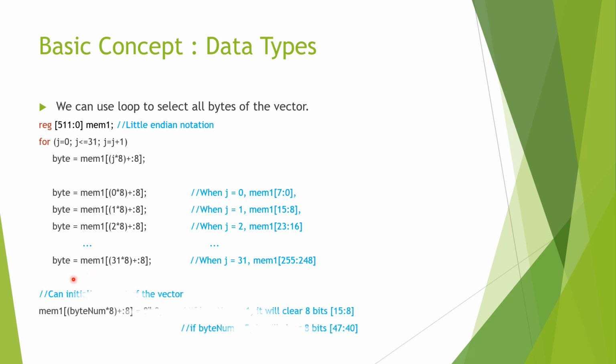We can initialize the byte from the mem1 like this. Initializing means assigning 0 to the byte. So here if byte number is equal to 1, then it will clear 8 bits, 15 down to 8. Okay. If byte number is 5, then the starting bit will be 5 into 8 is equal to 40, and including 40 it will add 8 bits more. So mem1 will become 47 down to 40. So it will clear these 8 bits, 47 down to 40.